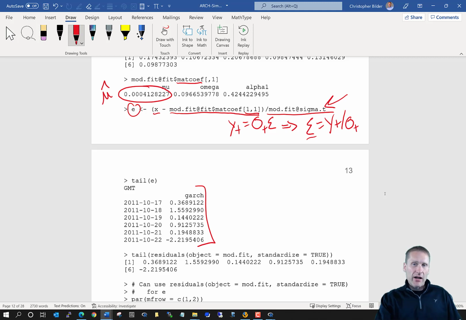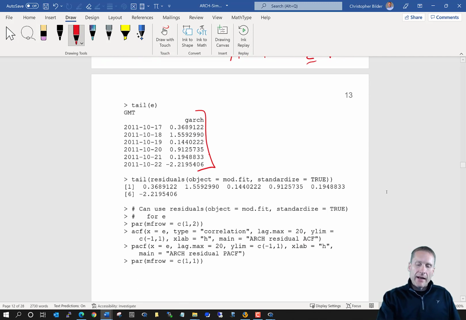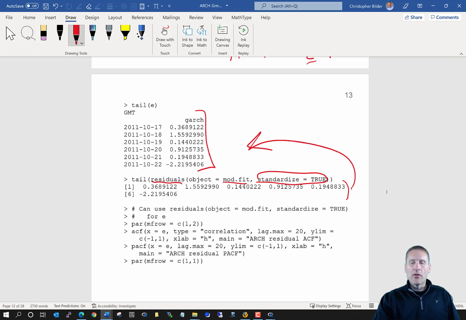So the epsilon is our error term, and we could try to estimate that. That would be like a residual. And if I put a hat on top of the sigma t, that's where that is coming from. Y sub t, of course, is x minus mu, or in this case now mu hat. And so here are those residuals now from the ARCH model itself. I can also extract those by saying residuals mod.fit, and if I say standardize is equal to true, this is going to also get those residuals.